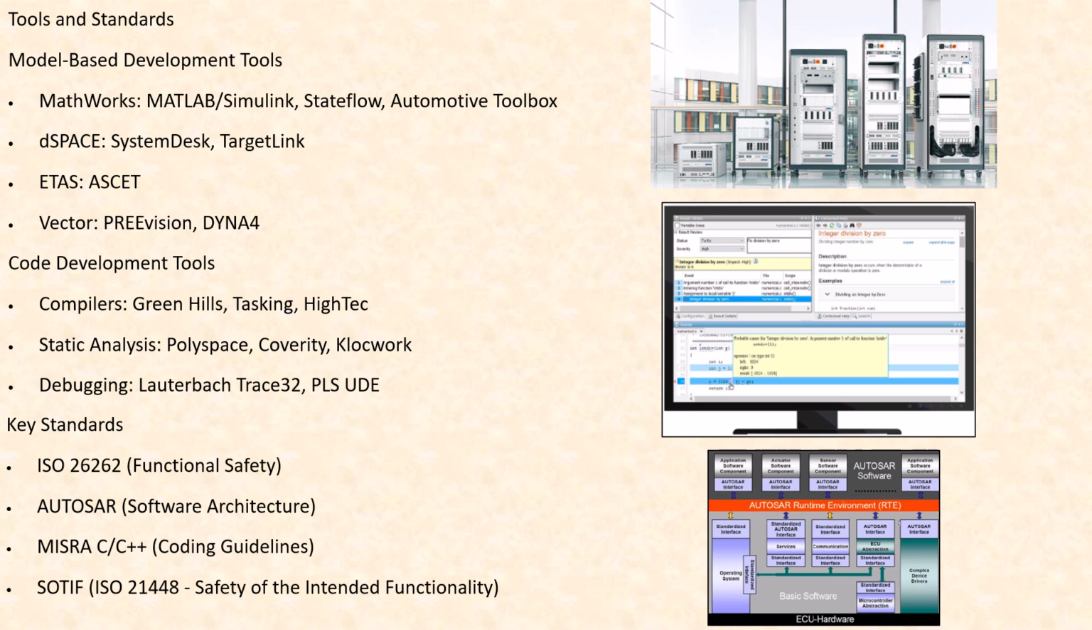Next is code development tools. In the code development tools, the major compilers used are Greenhills, Tasking, and Hitech. For static analysis, Polyspace, Coverity, and Klocwork. And for debugging, Lauterbach Trace32. This is a very commonly used debugging tool, Lauterbach Trace32, and PLS UDE, which is entering into the market nowadays. Now what are the various standards that need to be considered for developing software? ISO 26262, functional safety, AUTOSAR for the software architecture, MISRA for coding guidelines, and SOTIF, the safety of the intended functionality.